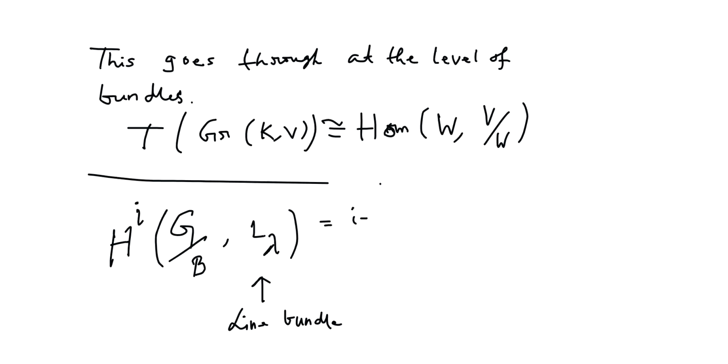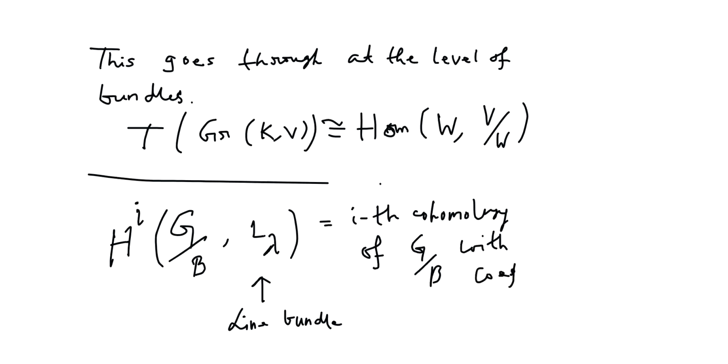So this is the ith cohomology of G mod B with coefficients in L lambda. That is a line bundle. So on this homogeneous space, we have a line bundle L lambda, and you can calculate the cohomology of that line bundle.